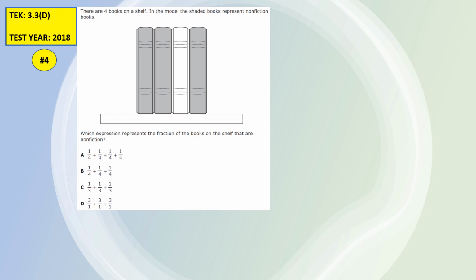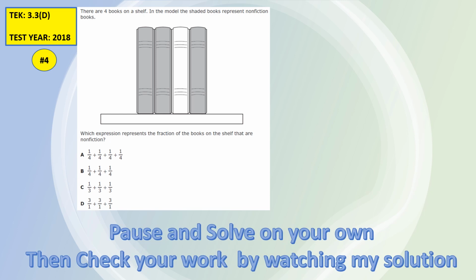Answer choice A says 1/4 plus 1/4 plus 1/4 plus 1/4. B, 1/4 plus 1/4 plus 1/4. C, 1/3 plus 1/3 plus 1/3. And D, 3/1 plus 3/1 plus 3/1. Now, pause the video and solve on your own, then check your work by watching my solution.